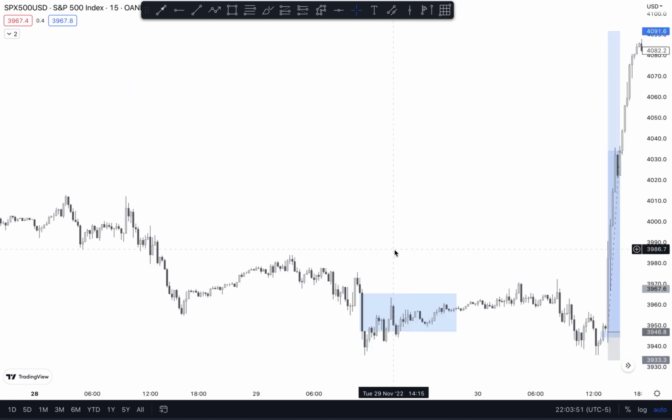Honestly, the best way to learn and to have confidence in imbalances is just to see them work over and over again. The best way to learn about imbalances is just like everything else. Practice it. Draw it out. Just stay consistent. Try to look at the market at least every day for a little bit of time.